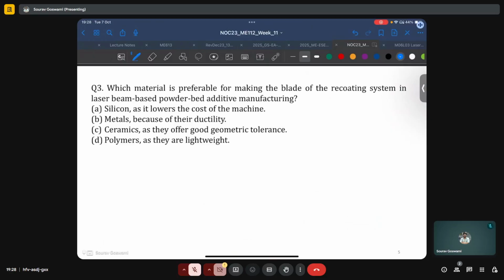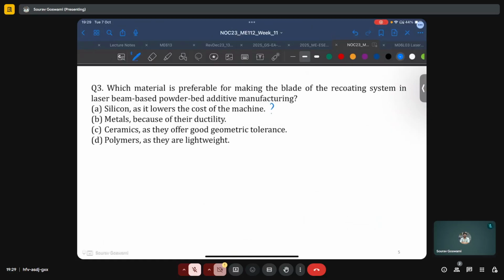Then it needs to ensure good geometric tolerance because the resolution will depend on the layer height. So the layer should be very uniform and well spread and compact. If we use silicon, it may melt easily, and further, we did not really encounter any evidence which would suggest that the use of silicon will necessarily lower the cost of the machine. Typically, these costs will arise from other factors, and the cost of the blade will not really be the largest contributor.